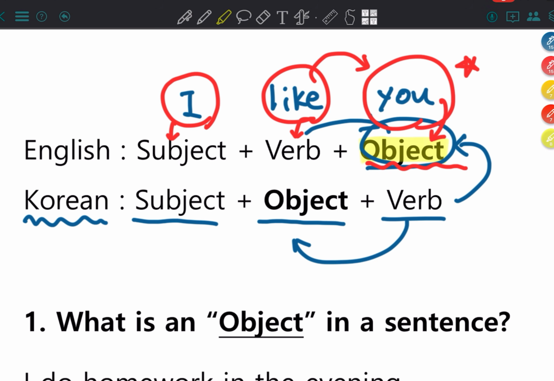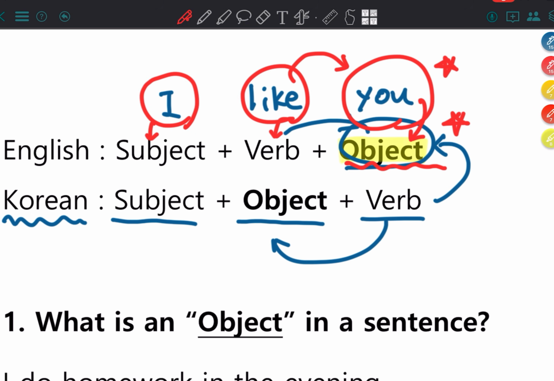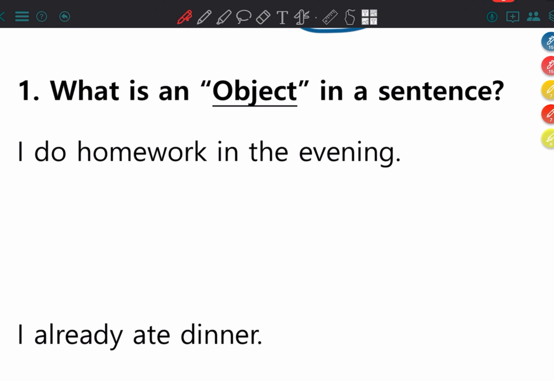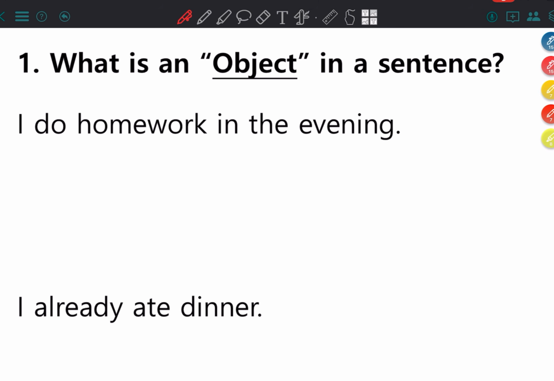When we're talking about object in a grammatical sense, like object in a sentence, not object per se, it refers to the target on which a verb or the action is done, a target that is directly affected by the verb. So let's take a look at the example sentences that I brought and practice identifying the object in each sentence. So let's look at this sentence.